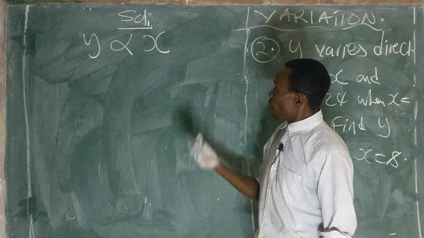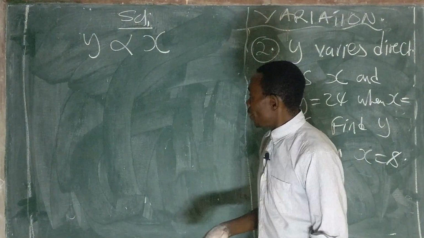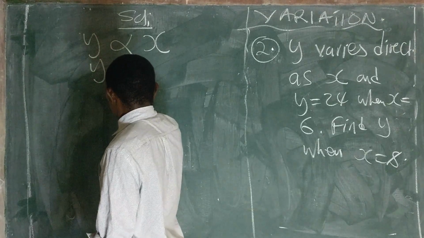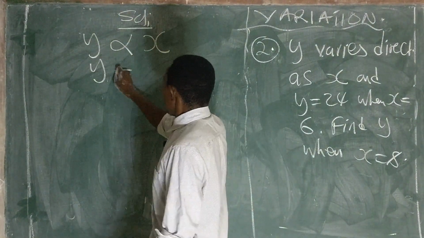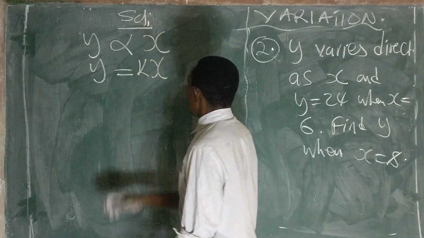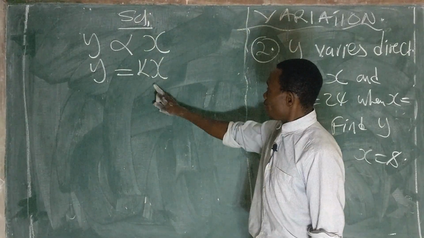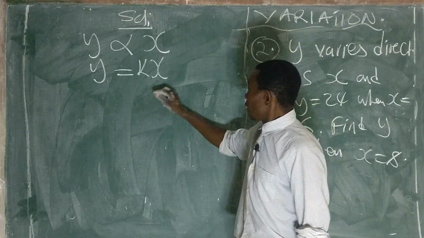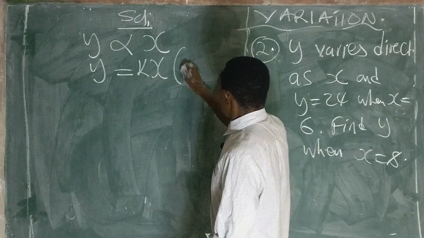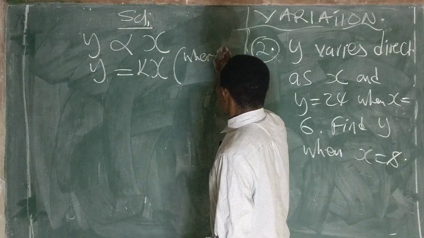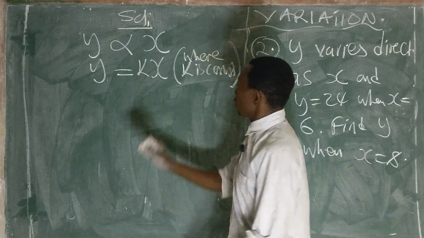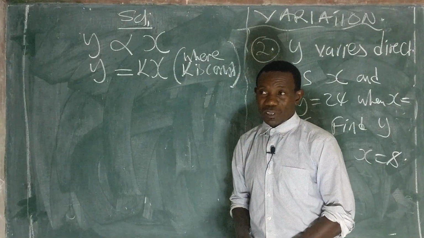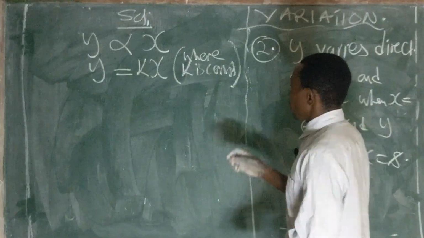In an attempt to find the value of Y or X, you need to produce an equation. So if I need to find Y or X, it means Y should be equal to K times X. So this is your proportionality equation. Tell us about the K: where K is a constant. Don't forget that. Then now let's find the value of K.